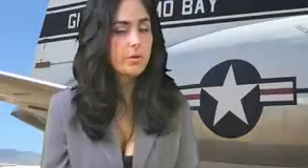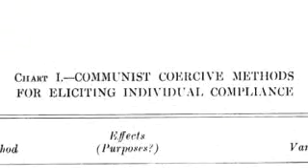So what these articles are about is this chart. This chart is called Coercion Management Techniques, and it says Bitterman's Chart of Coercion. So this chart is being used in Guantanamo for training to interrogate. Now, the freaky thing about this is its origin. It used to be called Communist Coercion Methods for Eliciting Individual Compliance.